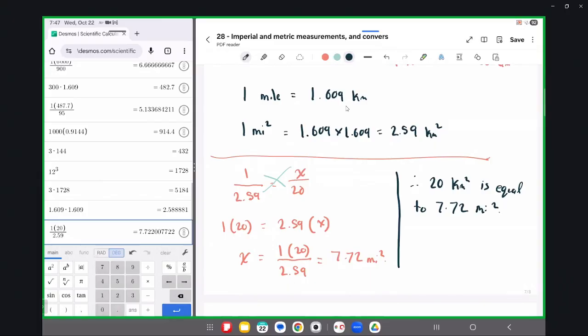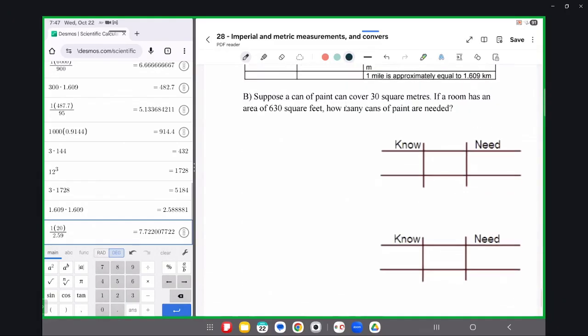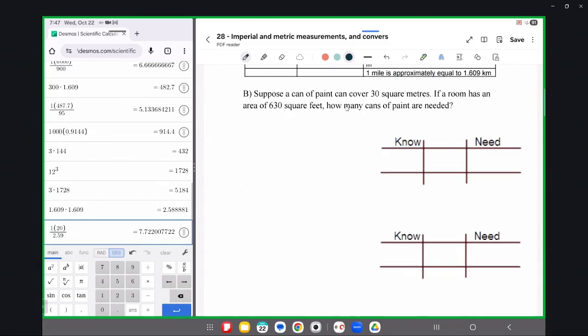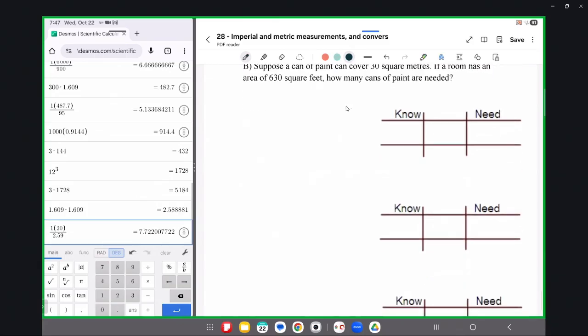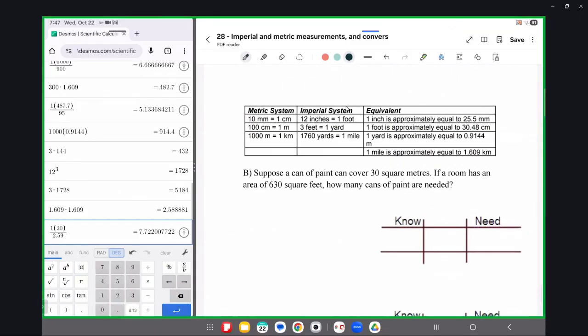Okay, last example. And again, we have the same chart from before. We have a question. Suppose a can of paint can cover 30 square meters. If a room has an area of 630 square feet, how many cans of paint are needed? So we have lots of steps to this question. So I've included a few of these chart aids. So the first thing we want to do is to be able to convert from square meters to square feet or square feet to square meters, either or. So let's have a look here.